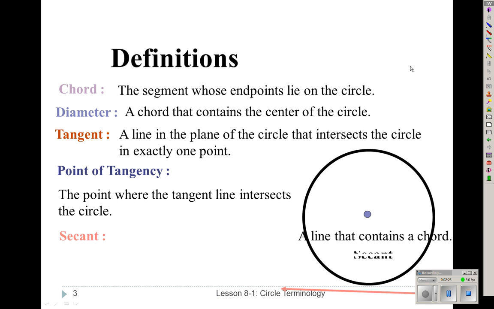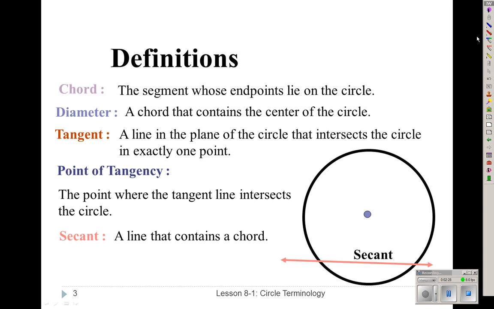And finally, a secant, that's a line that contains a chord. Another way you could put that is it's a line that touches the circle twice. A tangent touches the circle once, and a secant is the line that touches the circle twice.